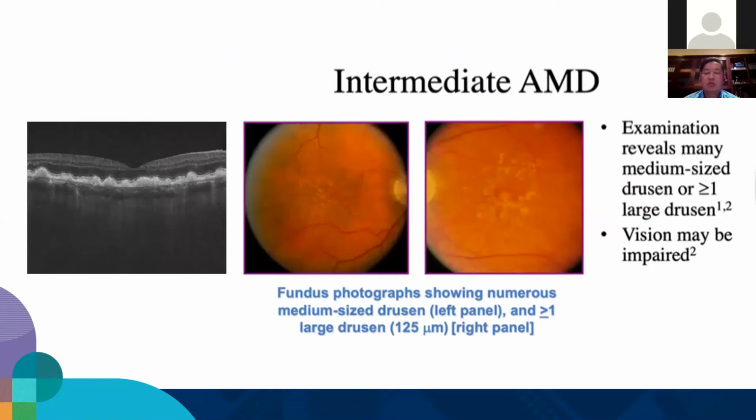So the stage before the late is the intermediate. And what you see is these large-looking yellow spots here called drusen. They're medium size and large size. Sometimes you start to see little black spots as well, called RPE changes. And in these patients, the vision may be impaired, but not too much, just very minor. And if you do the OCT, you can see that instead of the RPE being straight, it's very bumpy, and these are the little spots that form here.